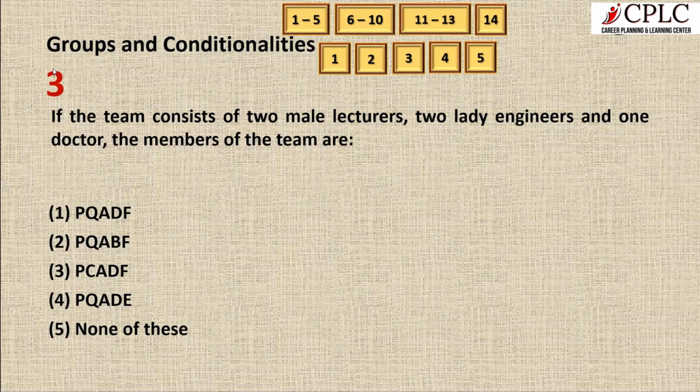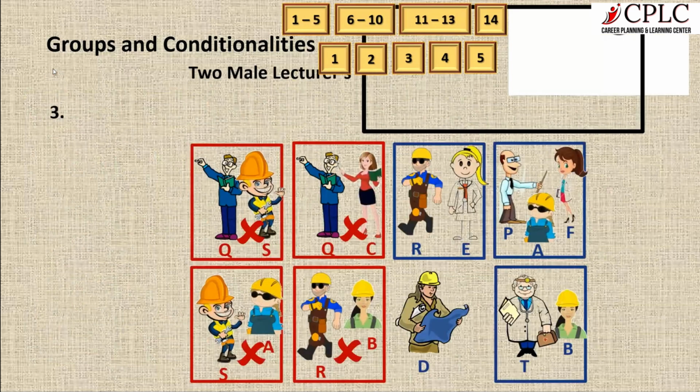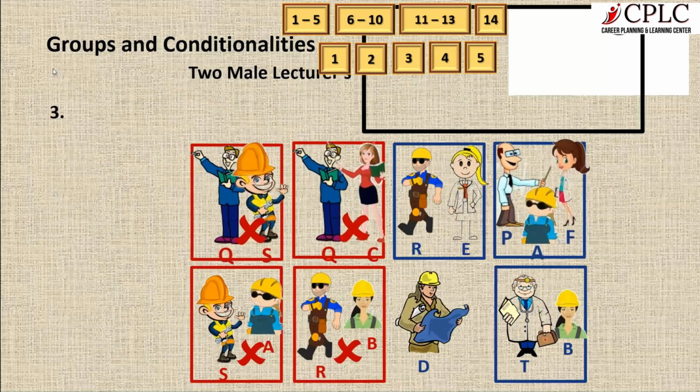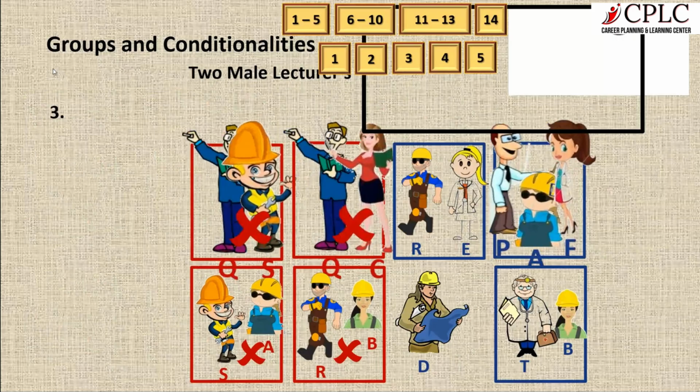For two male lecturers, we only have two male lecturers, that is Q and P. So we have to select both of them. Now, we also have to consider all the statements that we have plotted. Q cannot go with S, Q cannot go with C.